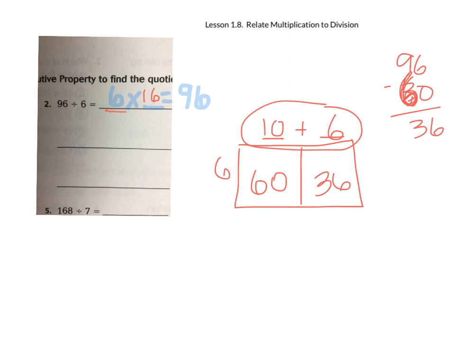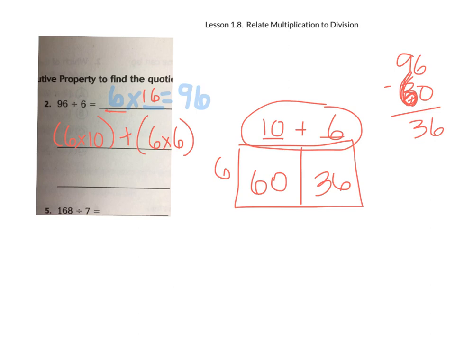But wait, we're going to turn this into the distributive property to show how you can figure this out. We have two multiplication problems. We have 6 times 10. So right here on the line, will you write 6 times 10 plus 6 times 6? Will you write that on the line for me?